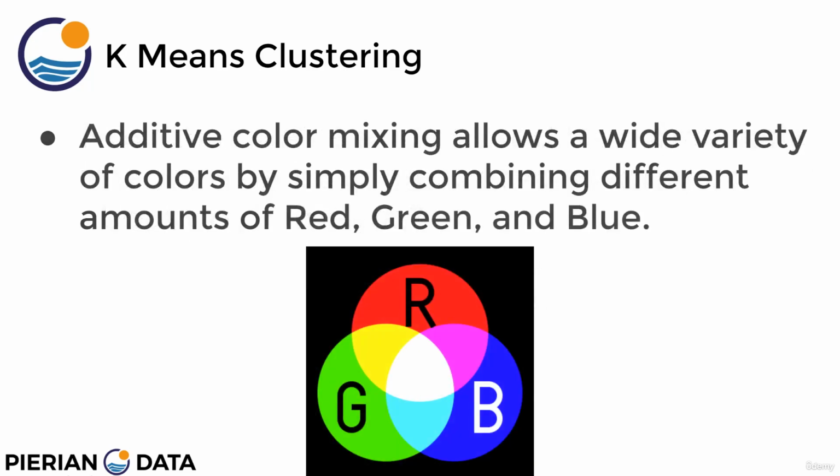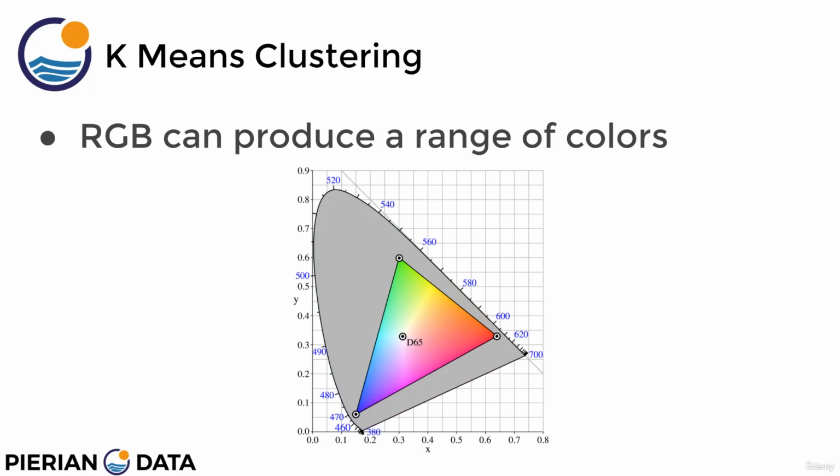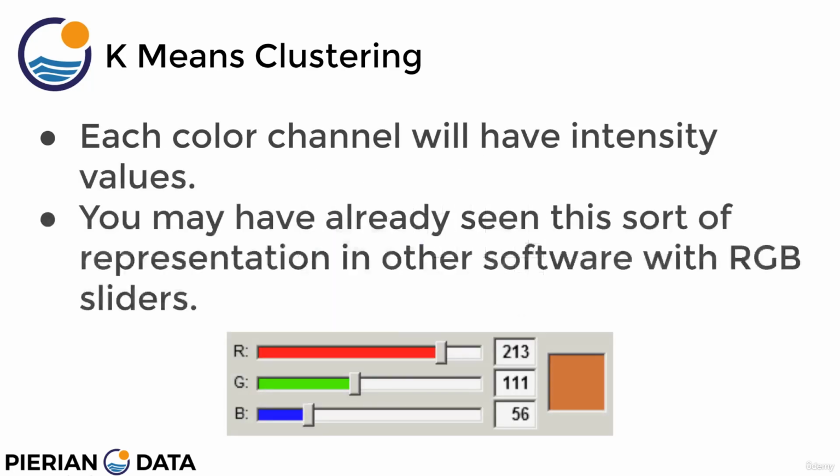Additive color mixing allows a wide variety of colors by simply combining different amounts of red, green, and blue. And if you just do a Google search for RGB, you can go to the Wikipedia page to understand how this is working, but essentially combining certain amounts of red, certain amounts of green, and certain amounts of blue to a human eye is going to produce a range of colors. And each color channel will then have intensity values.